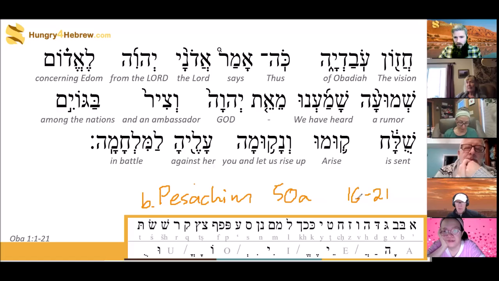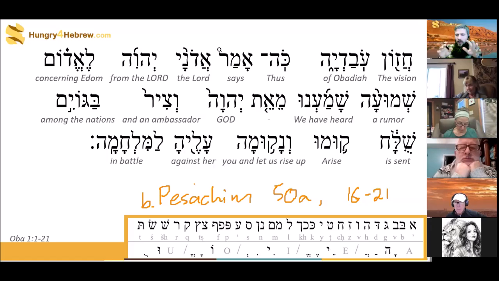I don't know what the 16 through 21 means. The passage is lengthy, very lengthy. So 50a is a page. As you're flipping through a Talmud, the right-hand page is page A and the left-hand page is page B, and both of those folios are called page, whatever the number is. So you go to 50, the right-hand side is A, the left-hand side is B. That's definitely the designation for the Babylonian Talmud, to have an A or a B.